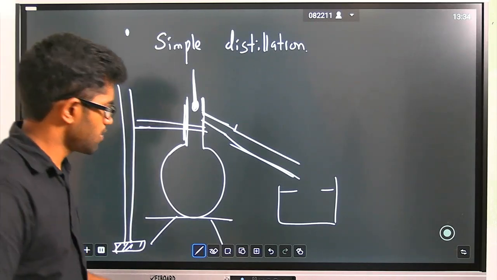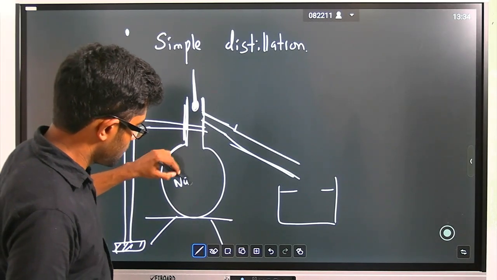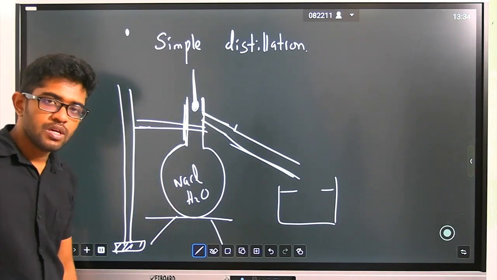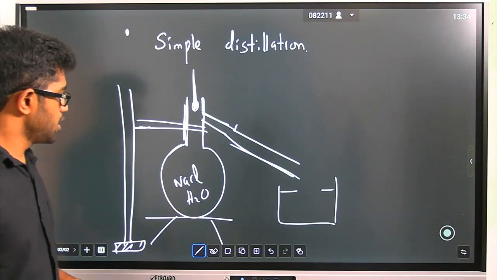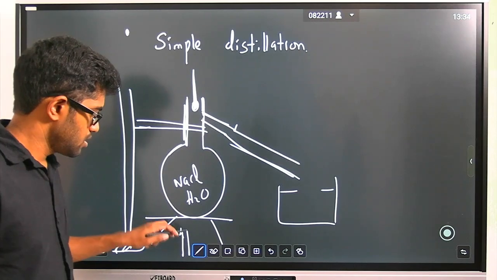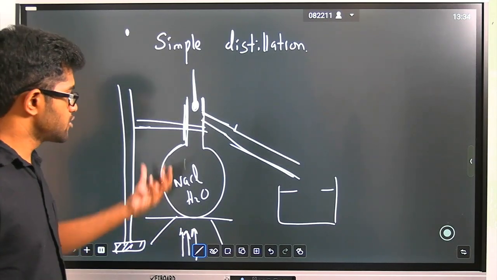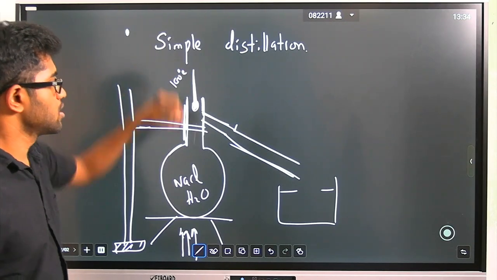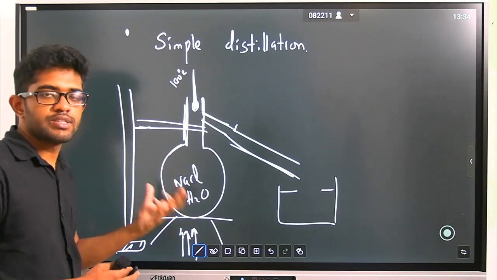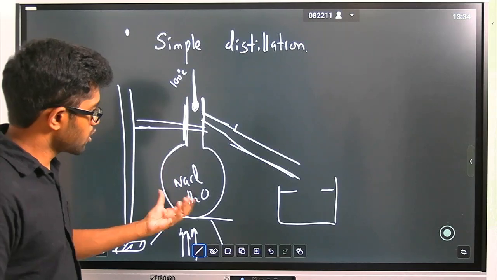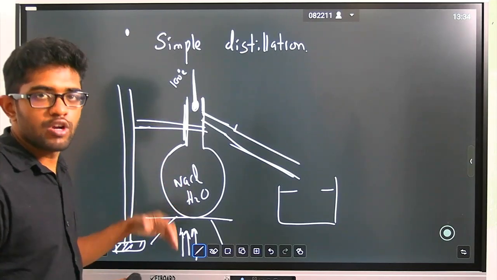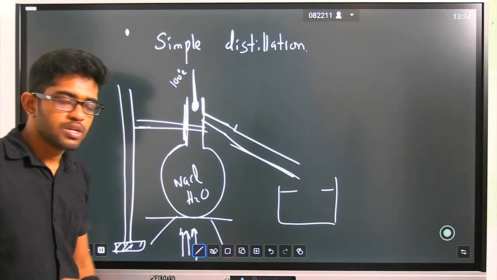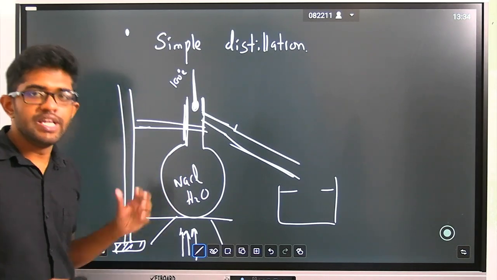What happens is, let's assume that we have sodium chloride and we have water, these two. Then you just need to give heat, and that heat should make the temperature reach 100 Celsius, because that's the boiling point of water. Once it reaches 100 Celsius, the water will evaporate, but the sodium chloride won't, because that's not enough to evaporate the sodium chloride part, right? Generally it won't be exactly 100.